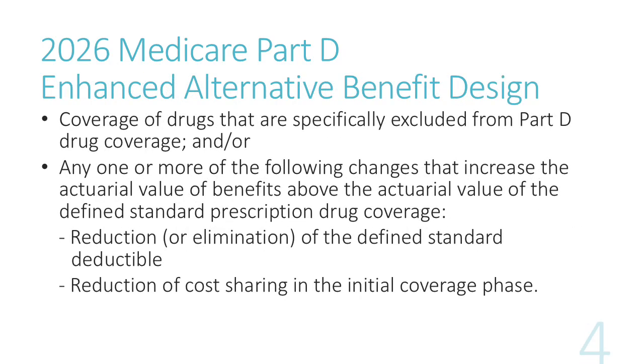Next is the enhanced alternative benefit design. This is where a plan can increase its value by adding drugs that are specifically excluded from Part D coverage, or by reducing or eliminating the standard deductible, or by reducing the cost sharing in the initial coverage phase on specific drugs, from coinsurance to copays. There is no standard enhanced alternative benefit design. Each plan can have its unique design as long as it maintains the actuarial value of the standard benefit design.